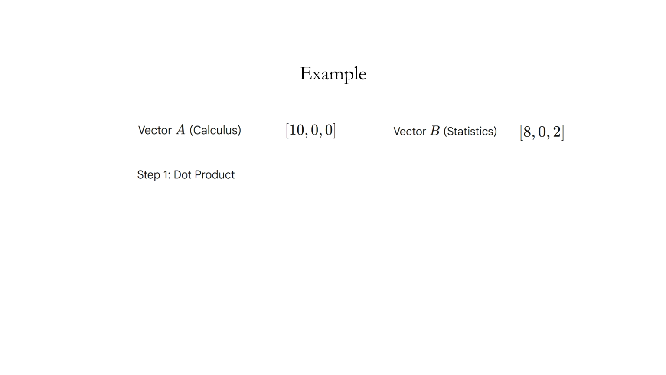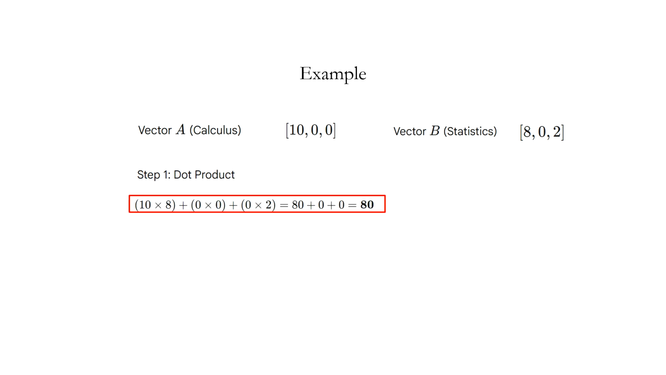So let's go through a quick example. Say we've got two vectors, one representing the word calculus and the other one representing the word statistics. Step one would be to calculate the dot product, which was the numerator, which we saw in the previous slide. We'd multiply each entry in vector A with each entry in vector B. So we've got 10 times 8 plus 0 times 0 plus 0 times 2, and that would equal 80.